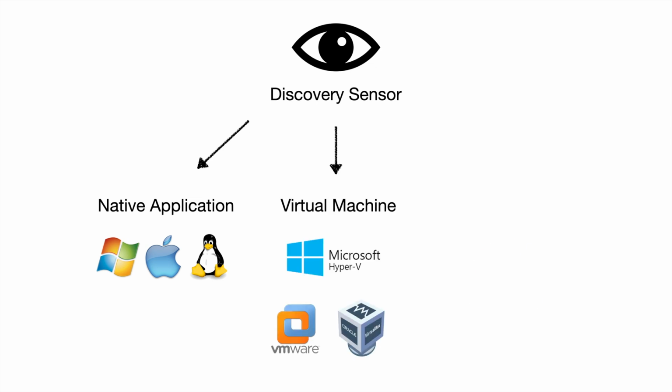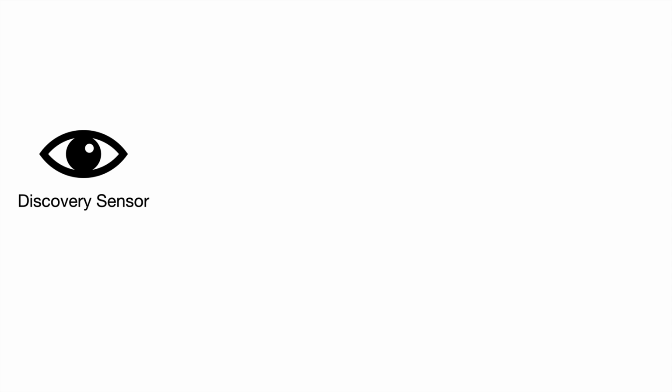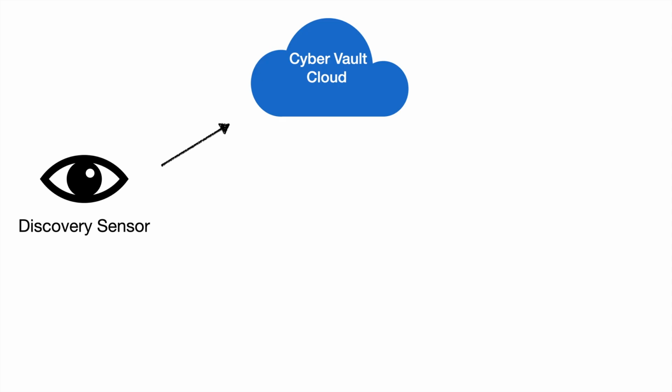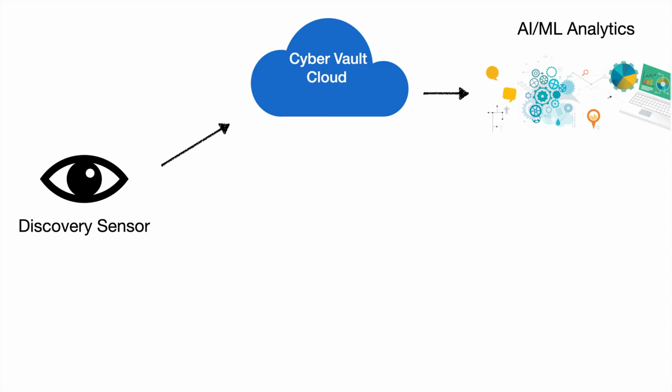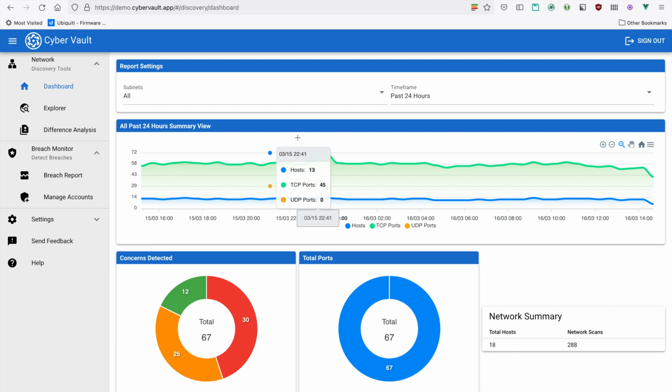The Discovery Sensor sends all the network data over a secure connection to CyberVault Cloud, where a deep analysis is started. Using machine learning and artificial intelligence algorithms, CyberVault can then detect a wide range of anomalies. The results of the CyberVault Advanced Analytics are displayed in the Discovery dashboard.